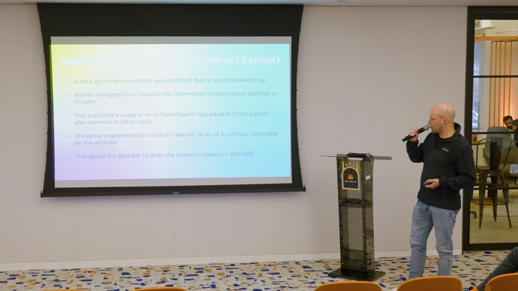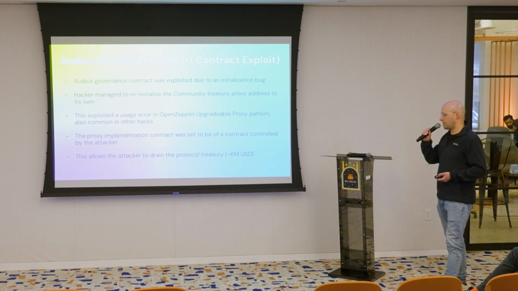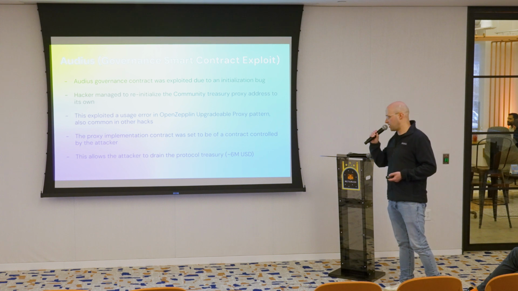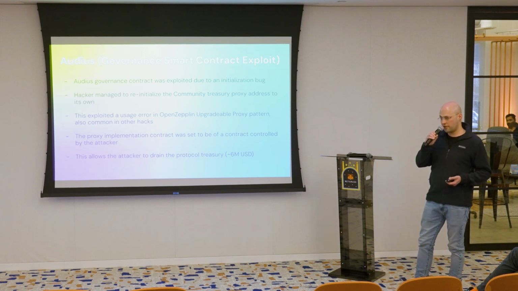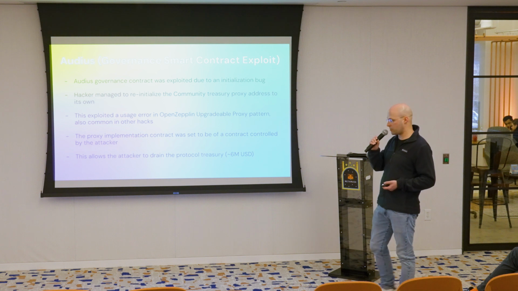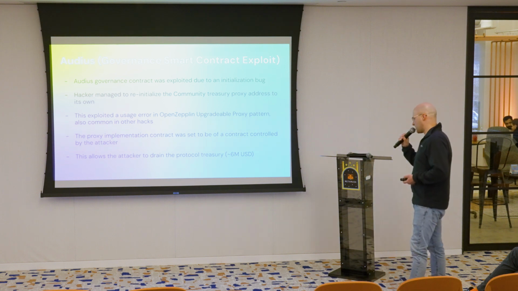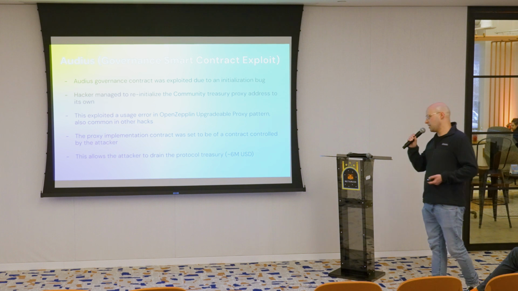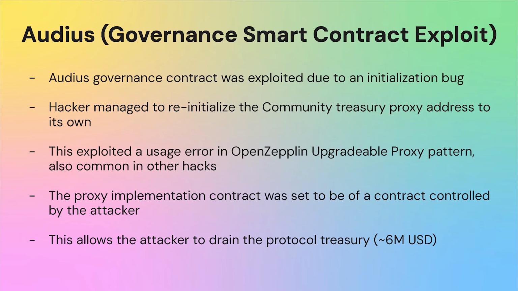And Audius, which is basically a bug that's not really a bug, it's a usage error in the OpenZeppelin upgradable proxy initialization, was used in a few attacks in the last year. The team forgot to do the right things, and the attacker basically hijacked the proxy contract of the governance and drained the treasury, which, again, monitoring for this specific pitfall would have been able to prevent.